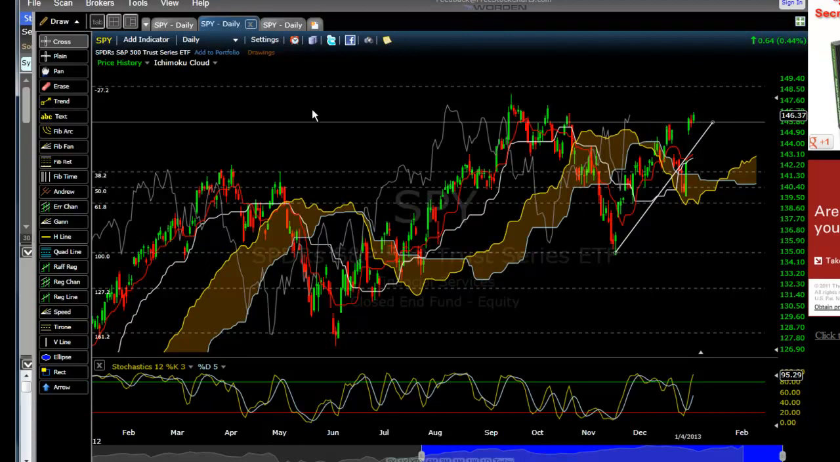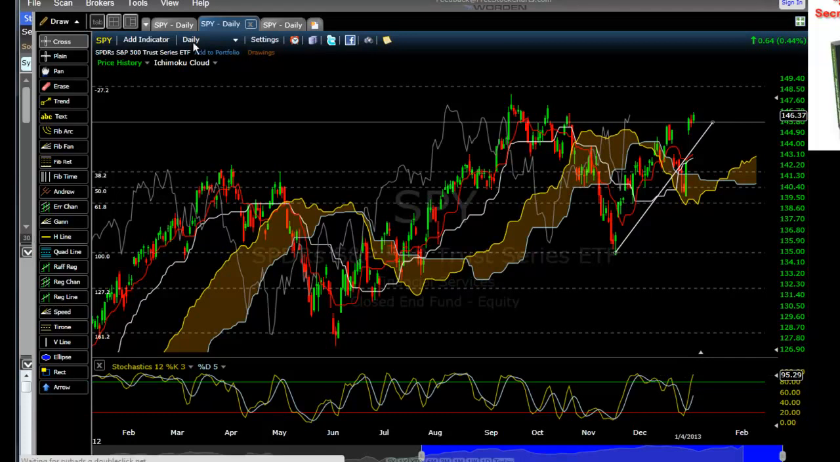Having a little reluctance on this moving much higher in the short term just because of the talk about the debt ceiling that's still out there now, which is going to be the next caveat for us to have to deal with. Stochastics is showing quite a bit of momentum, as you would expect.